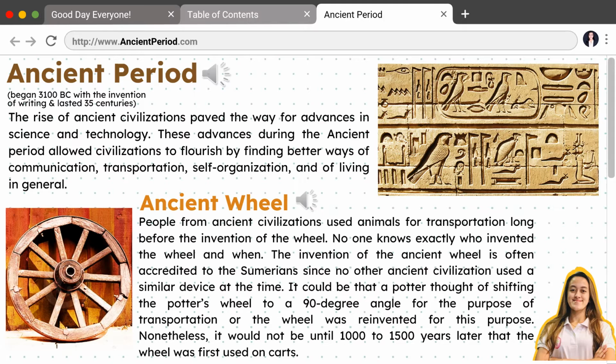The invention of the ancient wheel is often credited to the Sumerians since no other ancient civilization used a similar device at the time. It could be that a potter thought of shifting the potter's wheel to a 90-degree angle for the purpose of transportation, or the wheel was reinvented for this purpose. Nonetheless, it would not be until 1000 to 1500 years later that the wheel was first used on carts.